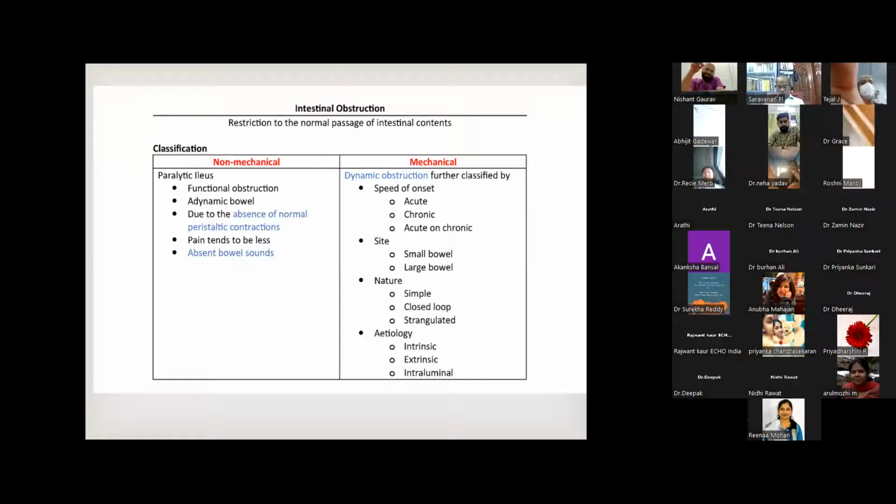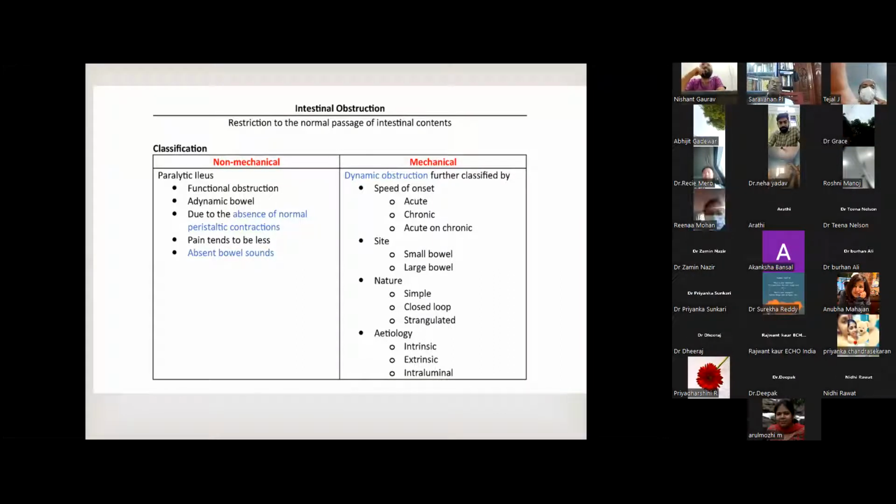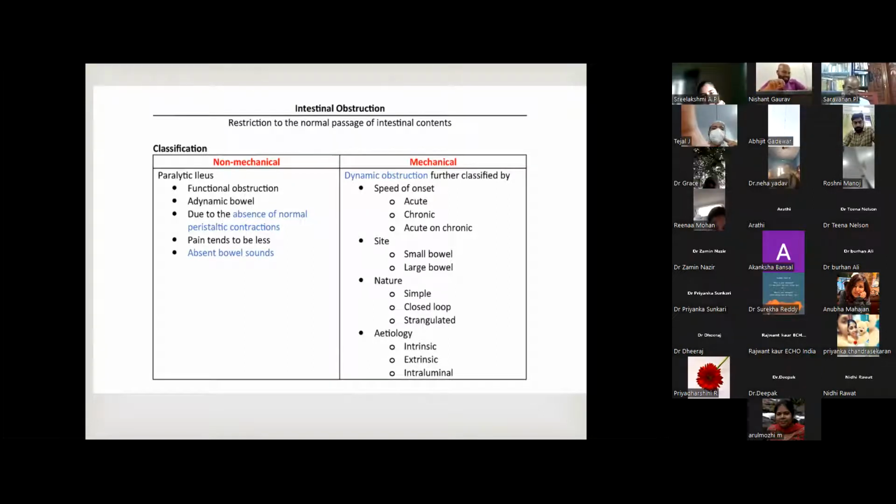Whereas if you look at mechanical obstruction, again, you can classify it based on the duration of onset. It could be acute, chronic, acute on chronic, or based on the site, you have the small bowel, large bowel. Based on the nature, you have simple, closed loop, strangulated. Now, strangulated is an emergency. Based on the etiology, you have intrinsic, extrinsic. Intrinsic is in the lumen, which is obstructing. Extrinsic, it's over the lumen, putting on pressure. And it could be intraluminal, where you have the tumor invading in and causing the obstruction.